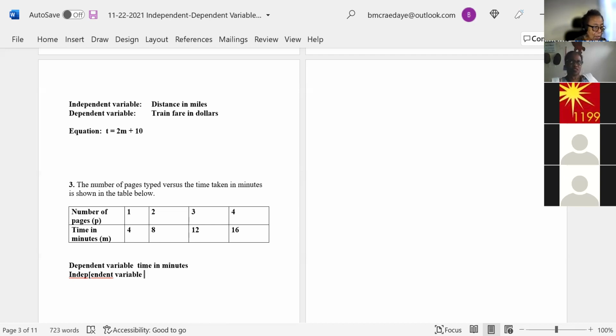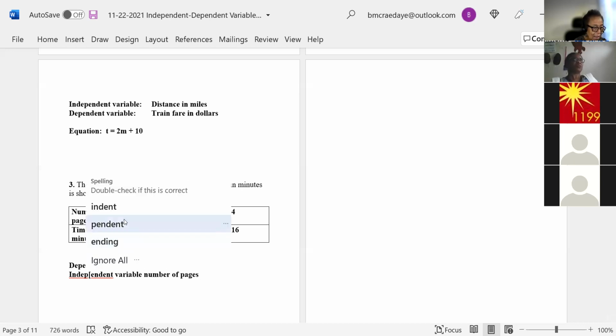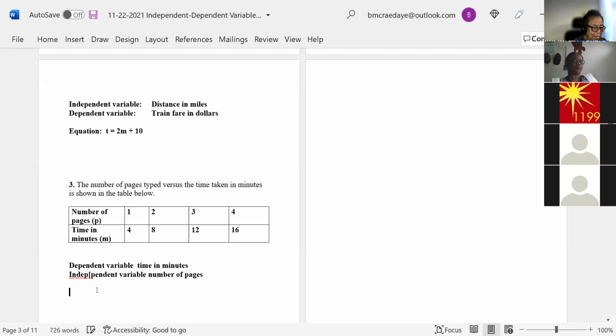Would be what? The number of pages. What's anything with time, but carry something to the back of it, right? Because you have to multiply, right? Right. So independent, let's see. Okay. Now, let's do our equation.